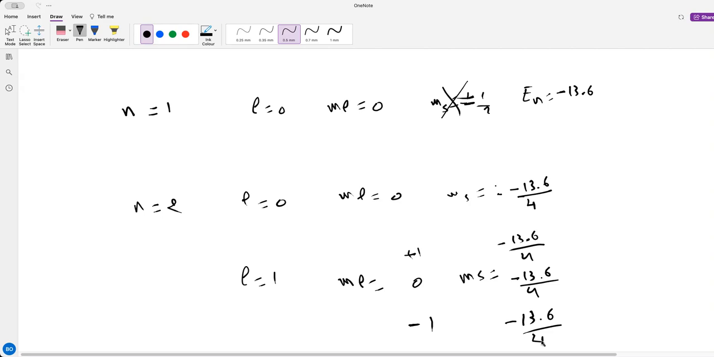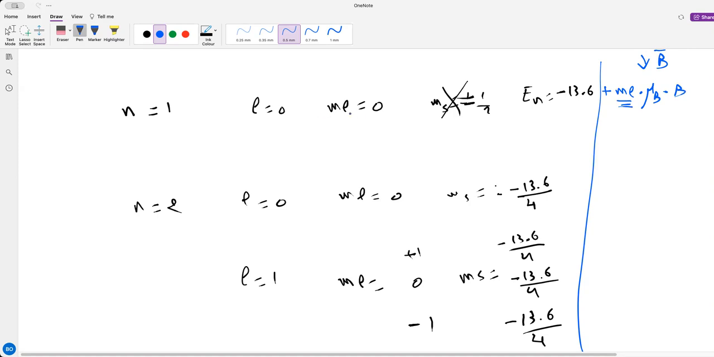So now, what will happen here if I apply a magnetic field? Each one of them will have an addition of magnetic energy equal to ml μB. μB is a constant, B is the magnetic field. I can give you 2 Tesla, 3 Tesla. And ml is the value of ml.